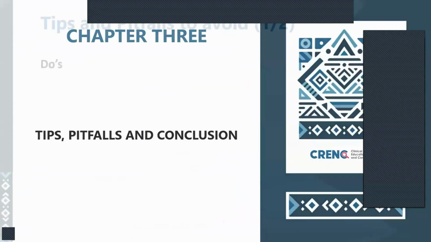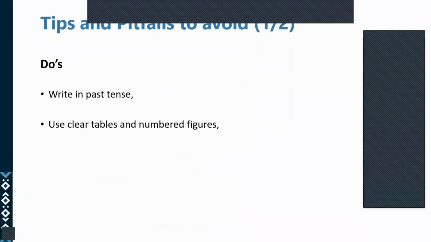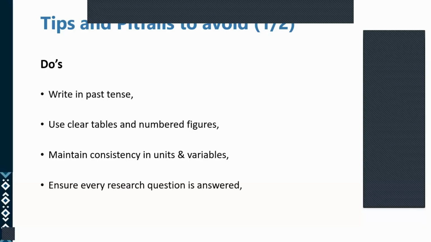Yeah, so at the end of our different case studies, we now come to the tips, pitfalls, and conclusion. What should you do when presenting your results section? We have been repeating it several times: write in the past tense, use clear tables and numbered figures. Even the table should be numbered and cited, to maintain consistency in the units and variables. So if you're talking of the height in terms of meters, don't come back with centimeters in the table. Use the same unit everywhere.